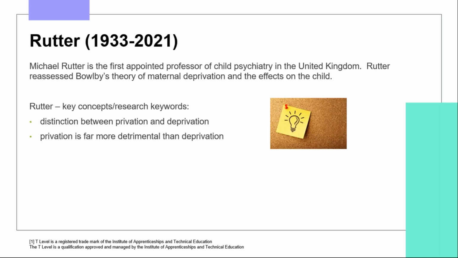So Michael Rutter is the first appointed professor of child psychiatry in the United Kingdom, or was. He sadly died in 2021. Rutter reassessed Bowlby's theory of maternal deprivation and the effects on the child. Some key concepts and research words you could look at here are the distinction between privation and deprivation. Deprivation is losing something which a person once had, whereas privation might be defined as never having that something in the first place. Privation is, he found, far more detrimental than deprivation.